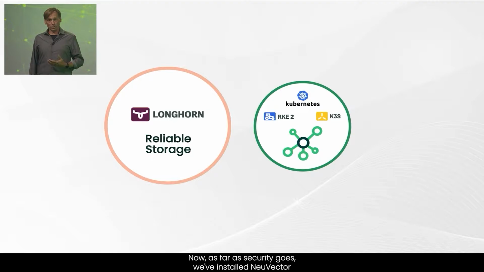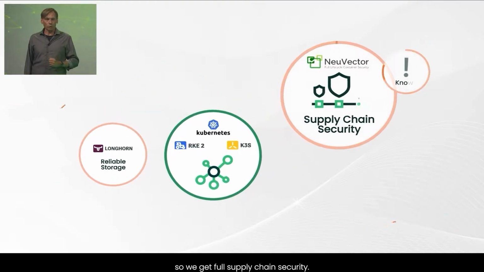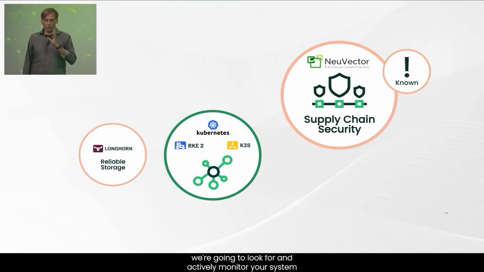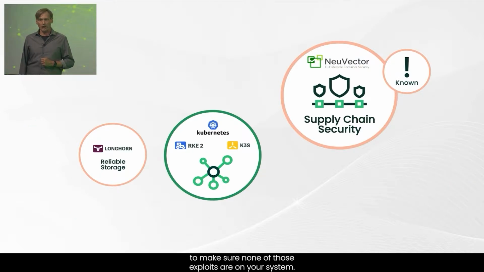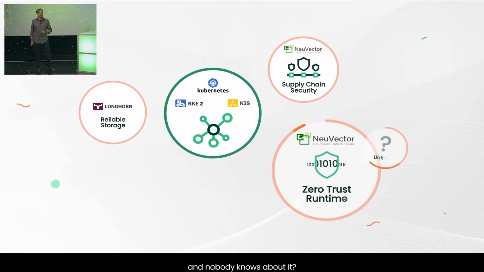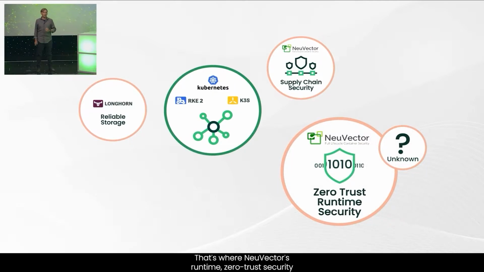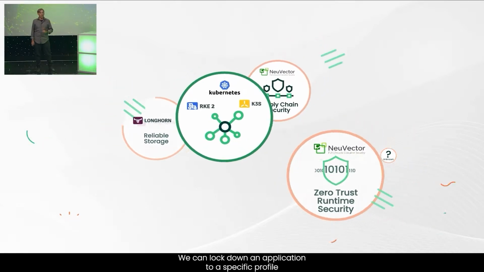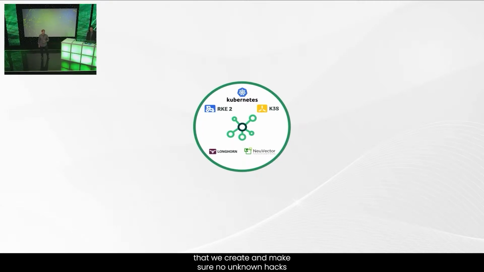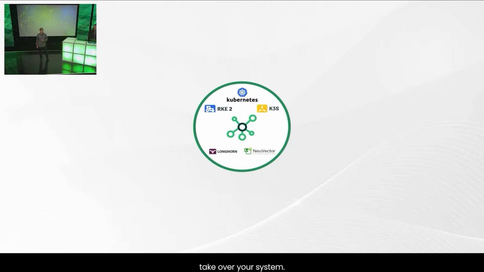Now, as far as security goes, we've installed NeuVector, so we get full supply chain security. That means protecting against the known. That's any known hack out in the world, we're going to look for and actively monitor your system to make sure none of those exploits are on your system. Now we've got to protect for the unknown. What do we do if a hack hasn't been discovered yet and nobody knows about it? That's where NeuVector's runtime zero trust security really kicks in. We can lock down an application to a specific profile that we create and make sure no unknown hacks take over your system.